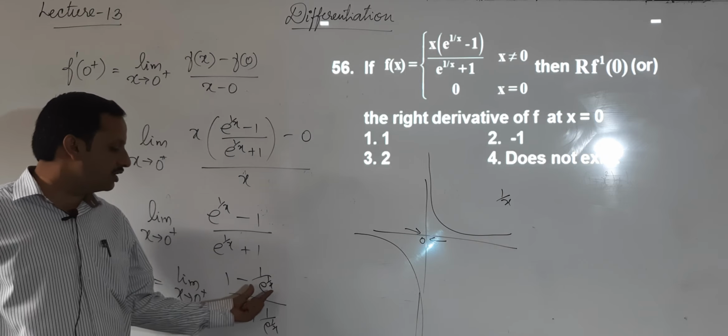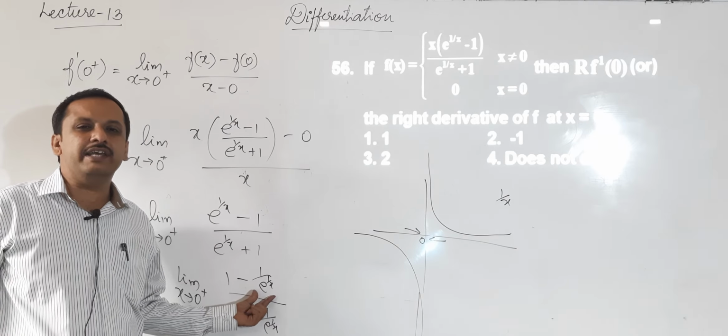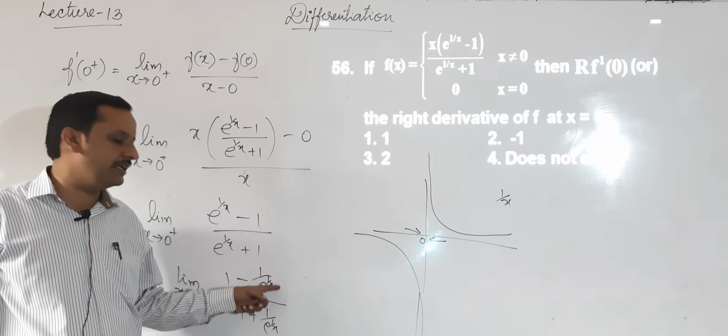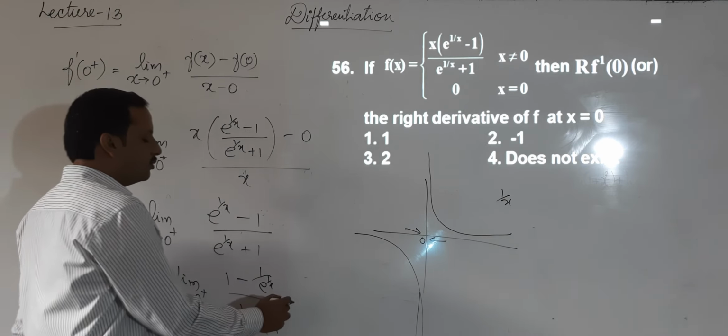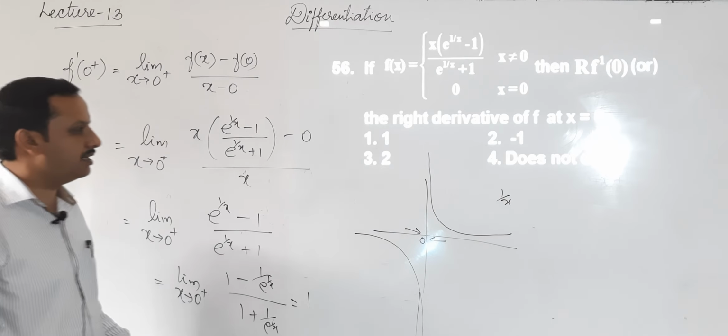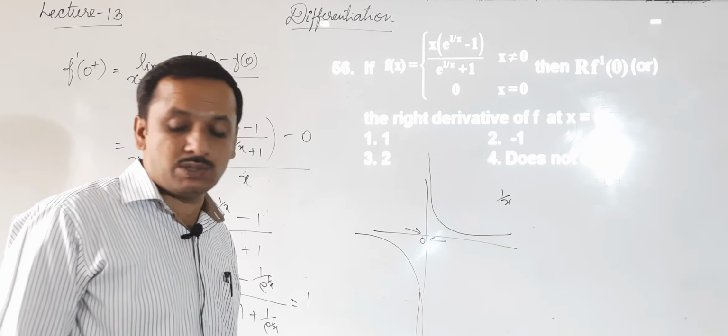So as x tends to 0 from right side, 1 by x will tend to infinity. So e power infinity will tend to infinity, and 1 by infinity will become 0. This will be 0, this will also be 0. So the answer is 1 by 1, which is equal to 1, first option. So the right derivative is 1.